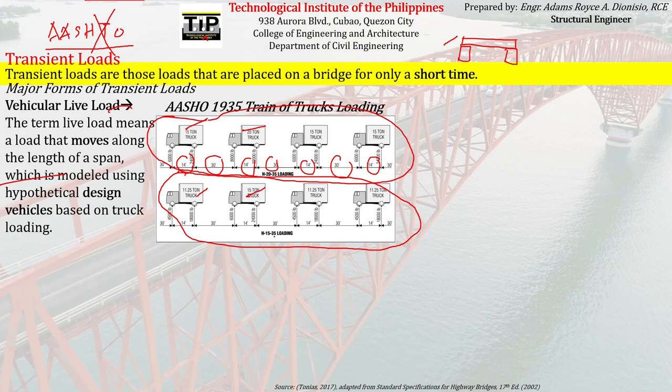Yung H15 tsaka yung H20. Actually, yung pangalan nila, H20, ibig sabihin ng 20 ton. Diba? Ito H15, ibig sabihin 15 tons. Yan yung ibig sabihin yan eh. Yung 35, yung dash 35, ang ibig sabihin lang nun is yung 1935.